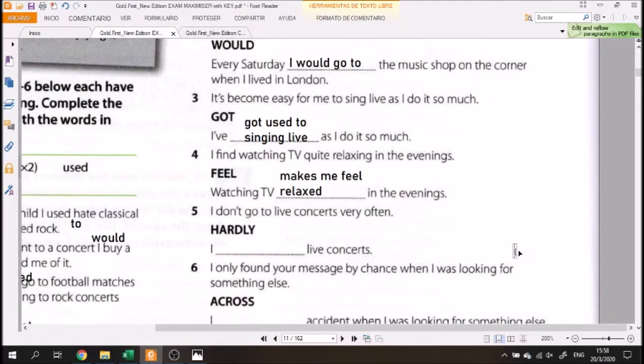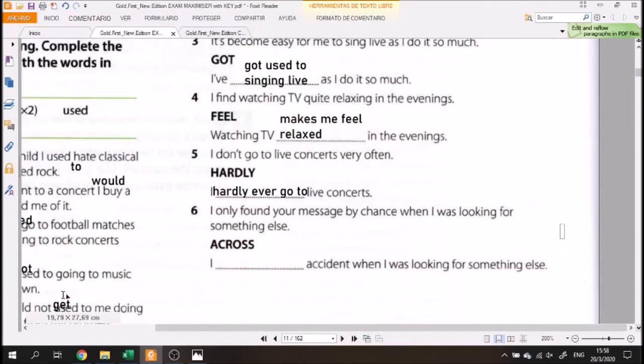I don't go to live concerts very often. I hardly ever go to live concerts. Remember that frequency adverb, hardly ever, meaning not much, not usual.